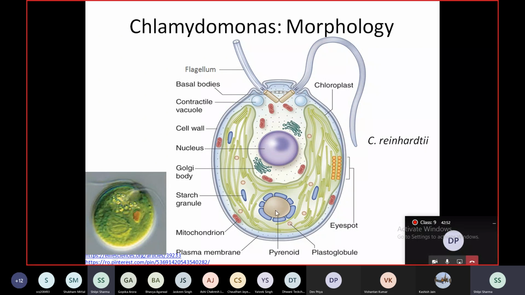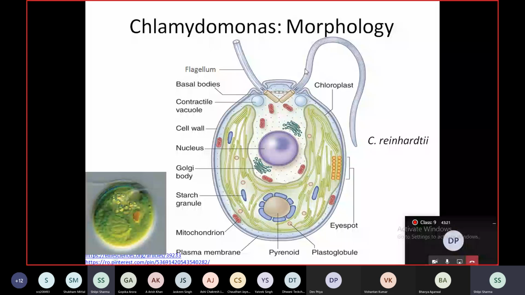Now, pyrenoids are again unique. They are sites concerned with synthesis of starch. Basically starch is the storage molecule here, a polysaccharide. In the chloroplast, when carbon dioxide is fixed, it is stored in the form of starch, and the structures are called pyrenoids. There are two flagella anteriorly located. Each of the flagella, as is evident, originates from a basal body. We already saw the difference between the flagella of prokaryotes and that of eukaryotes.